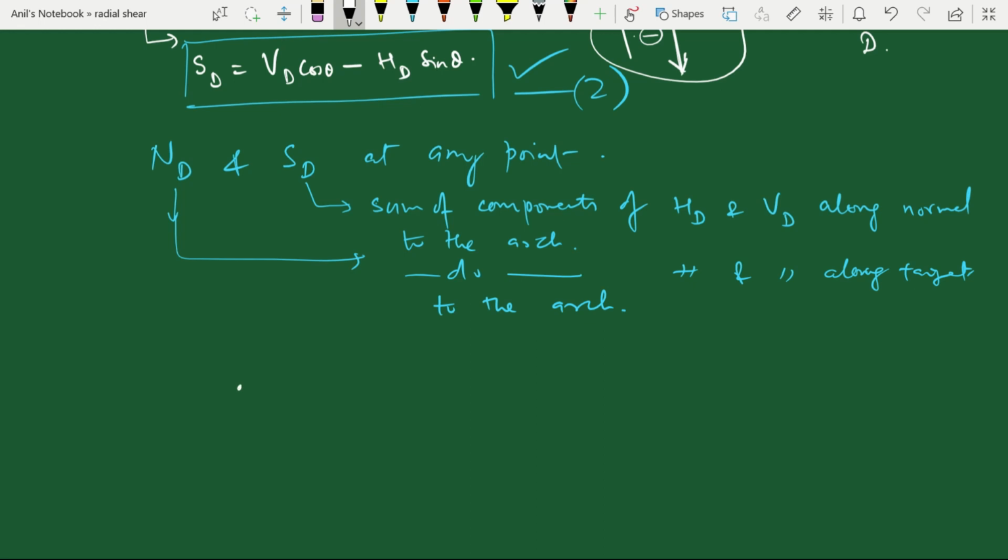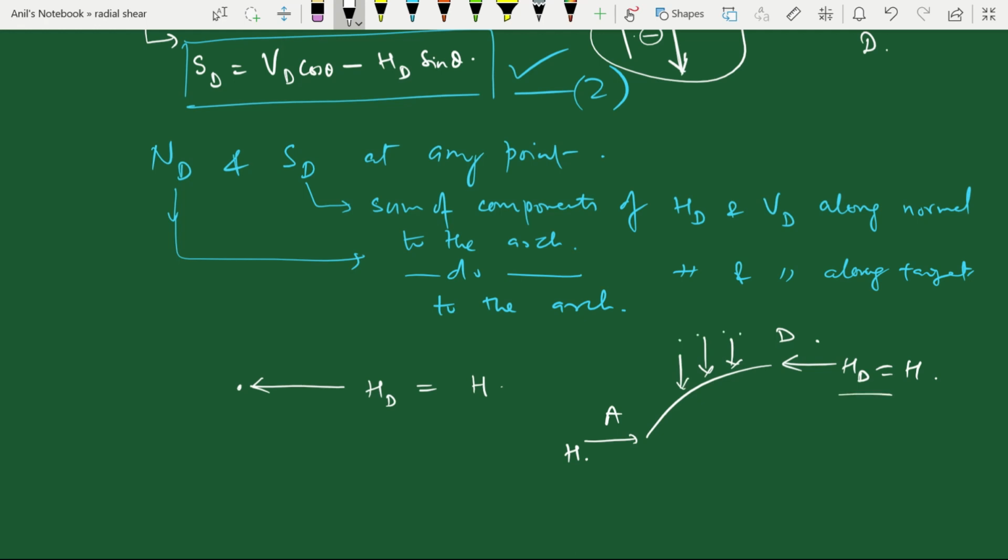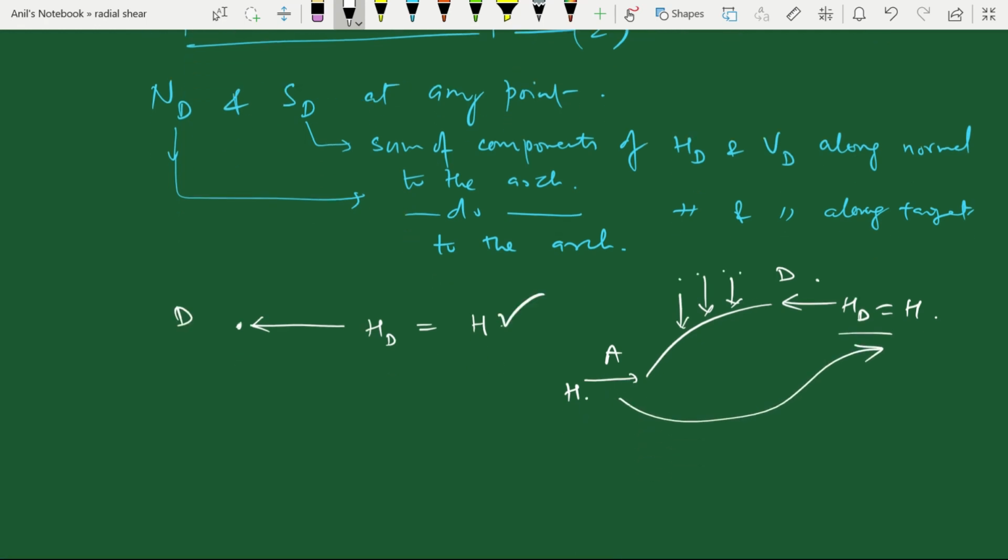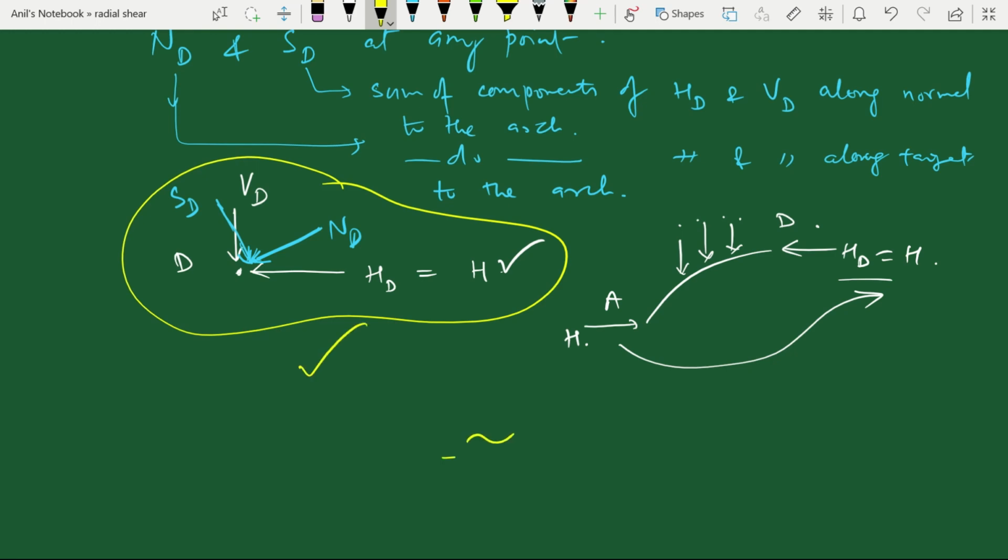At any point, we have horizontal thrust HD, which should be essentially equal to the horizontal thrust in the arch, because there is no horizontal force in between A and D. So if this is H, HD will also be H. If there are some vertical loads, they will not affect the value of HD. It will go directly as H. And vertical shear is VD downward. ND is taken like this, and SD is taken like this. So that's all for normal thrust and radial shear.